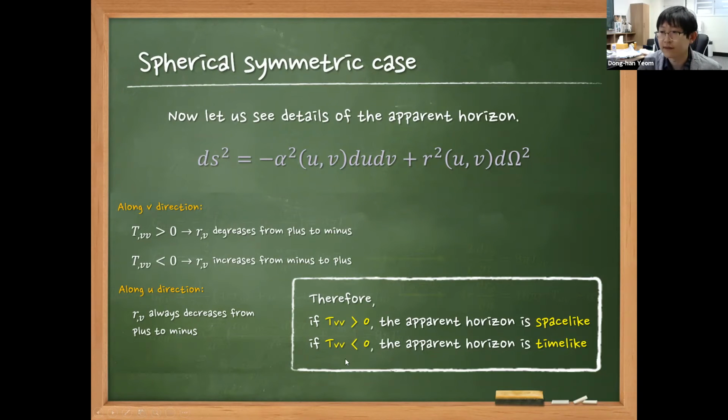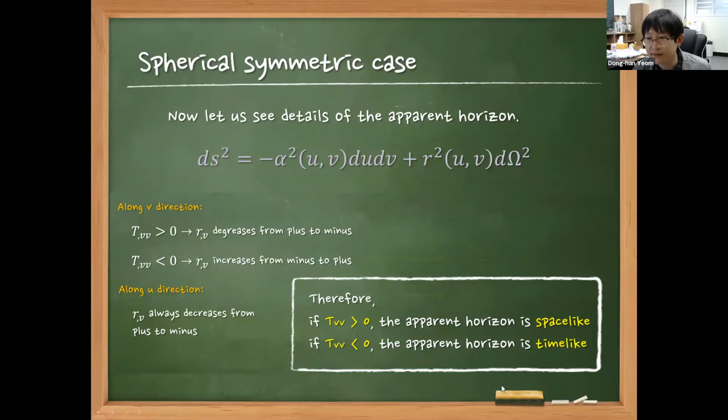Horizon is space-like. If TVV is less than 0, then the apparent horizon is time-like. This is a very important thing. So if there is no energy momentum tensor, then the apparent horizon is null. So if it is null, then it can be the same as the event horizon for the static case.